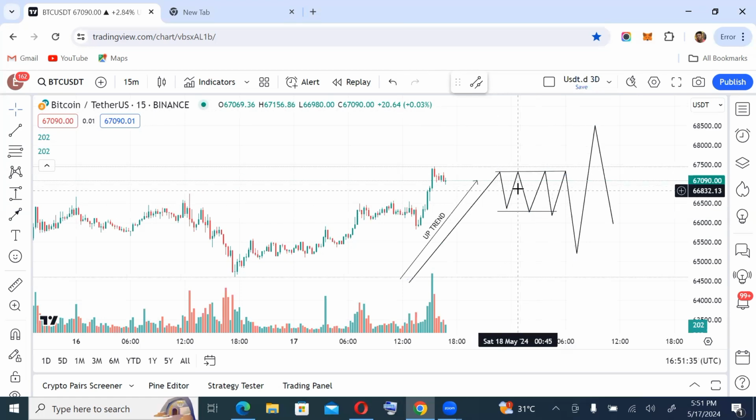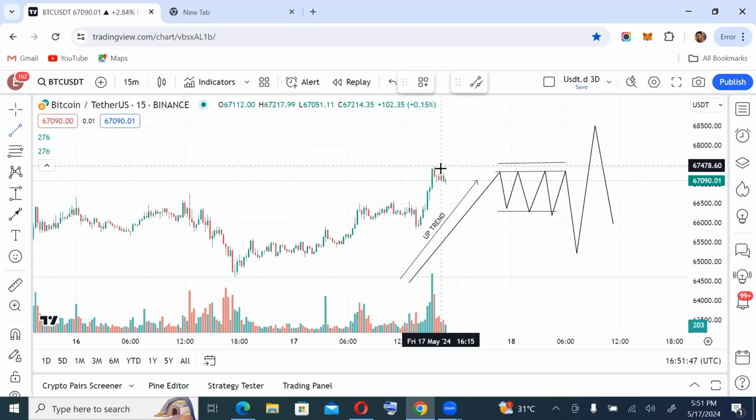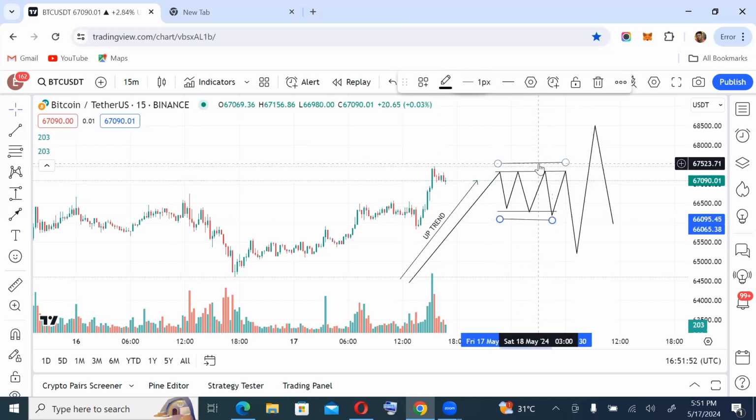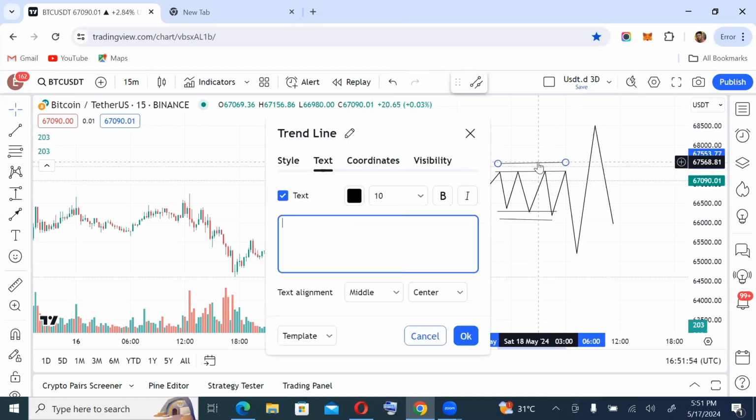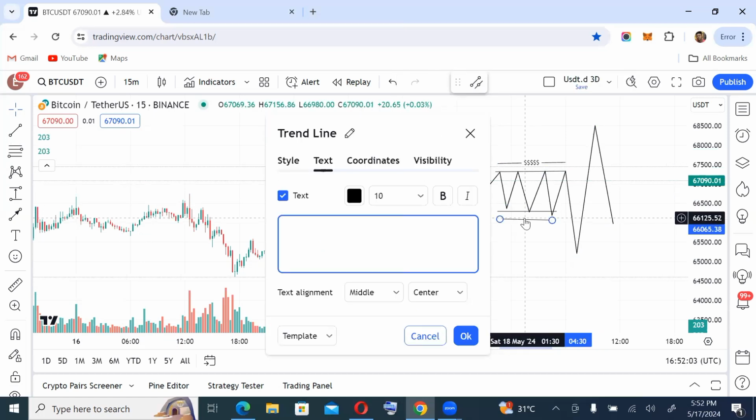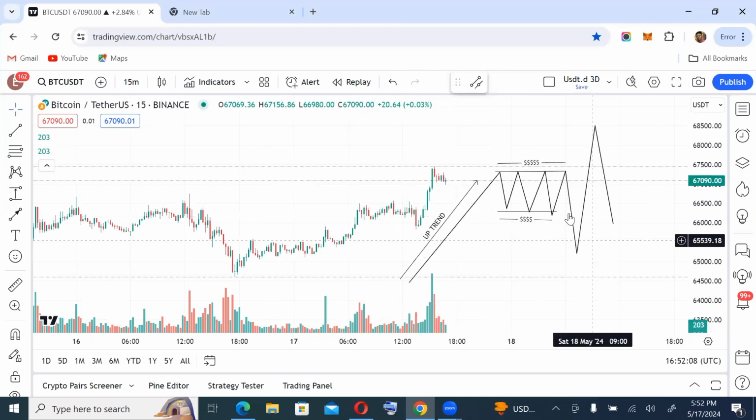Now, within this range are tons of stop losses. Stop losses are going to be registered here. This is live, I'm showing you. Stop losses are going to be registered here. So we have a pool of stop losses here that needs to be swept. I have a pool of stop losses there that obviously needs to be swept.